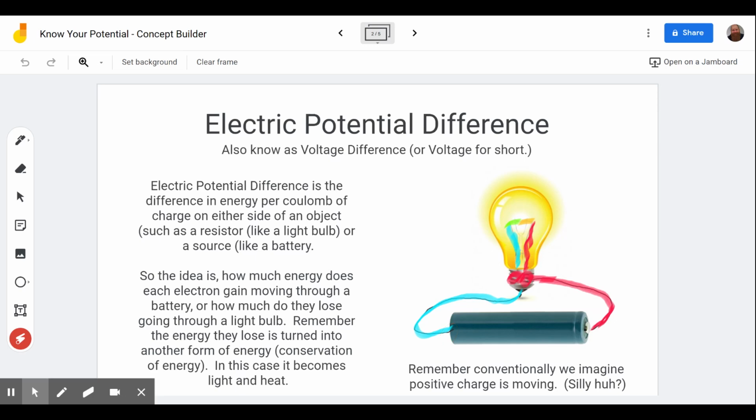All right, enjoy puzzling out your concept builders, and hopefully you learn a lot about electrical potential and Ohm's law. Hope you get a charge out of this one.